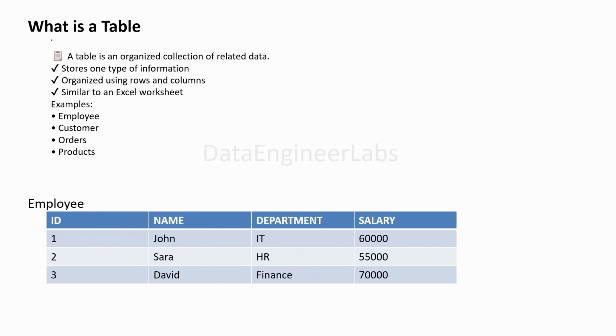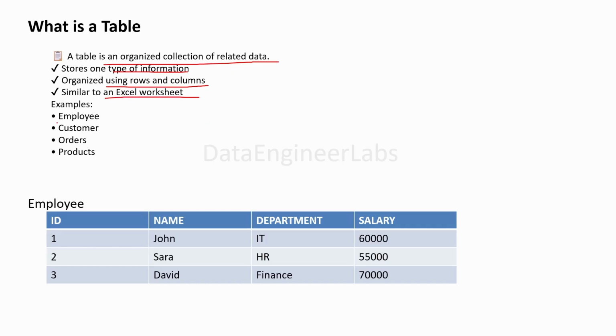Now before moving ahead into today's session, let's just understand what a table is. A table is an organized container of related data. It stores one type of information, and that information is organized using rows and columns. It is pretty much similar to our Excel worksheet.